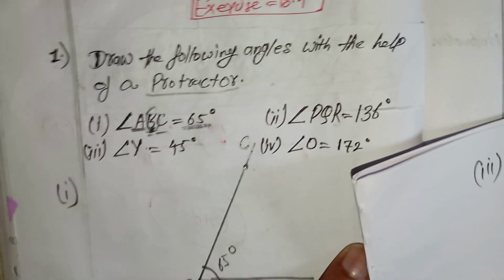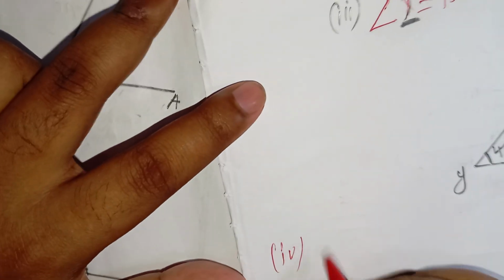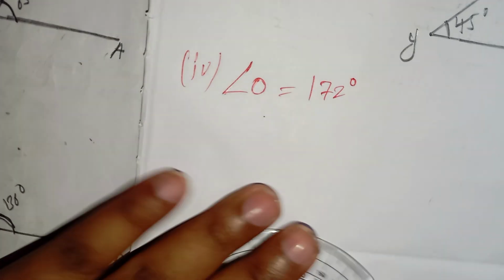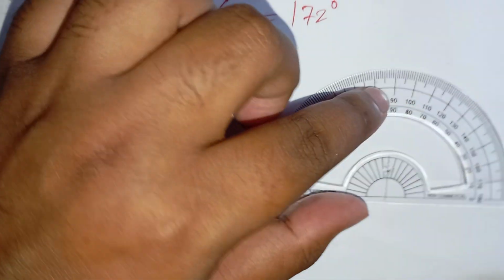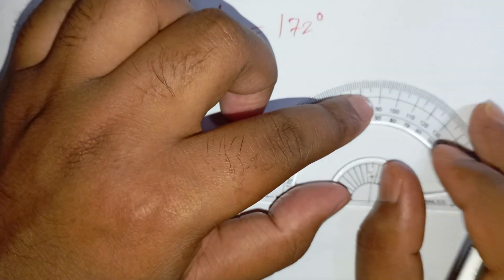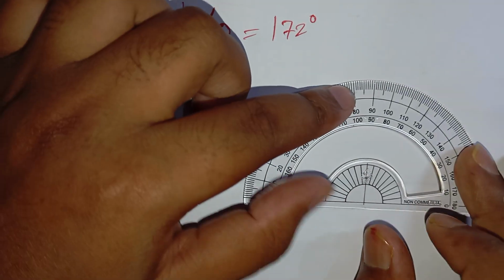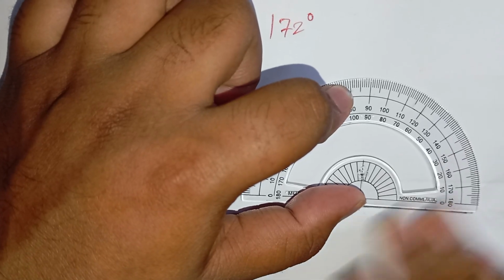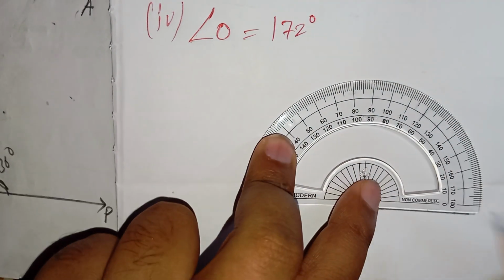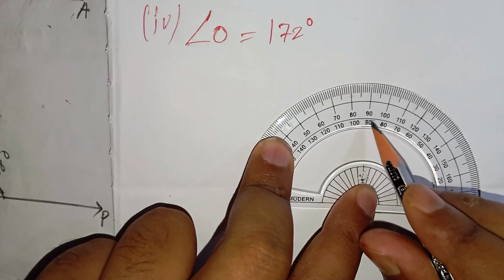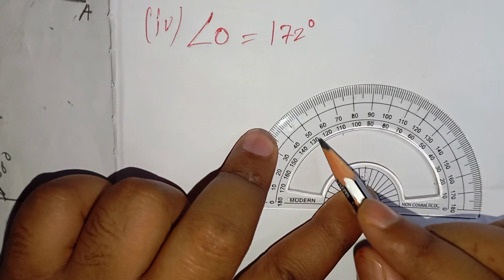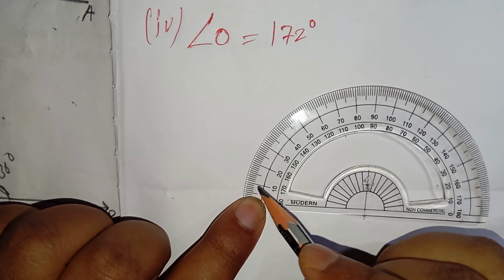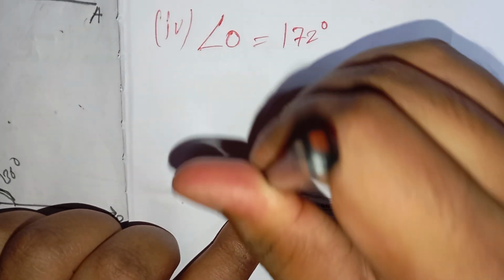Fourth question, sorry. The fourth question is here: angle O is 172 degrees. Let's do this one also. This is your compass, sorry, your protractor. Here I am taking this center point. Now here one line, we have to take 172. Count 10, 20, 30, 40, 50, 60, 70, 80, 90, 100, 110, 120, 130, 140, 150, 160, 170 is here. This is 1, this is 2, so it is going to be here.